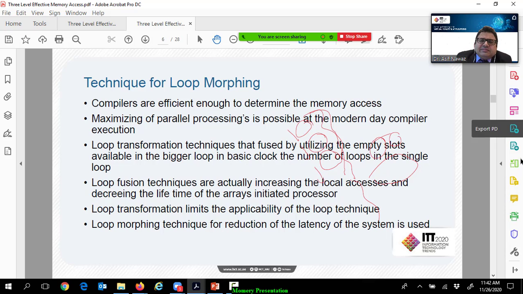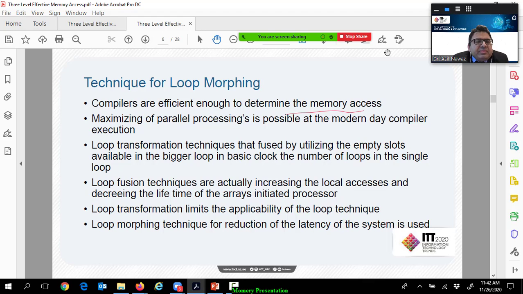So for the compilers, we are using all these three techniques for our research to have better latency results for the system. Compilers are efficient at determining the memory access. Yes, we know this. Parallel processing, we have to do this. And loop transformations that fuse, they utilize the empty slots. So there are many slots which are empty, and then we utilize those slots. And these techniques are actually increasing the local accesses and decreasing the lifetime of the arrays.